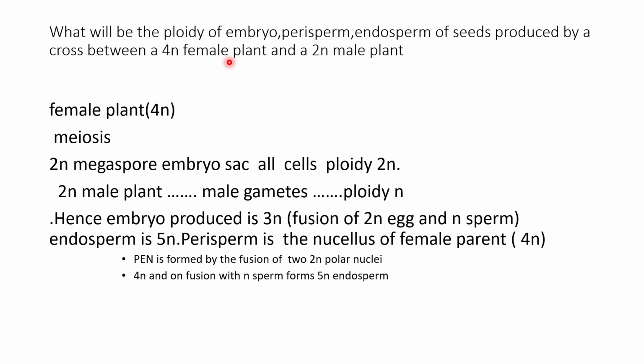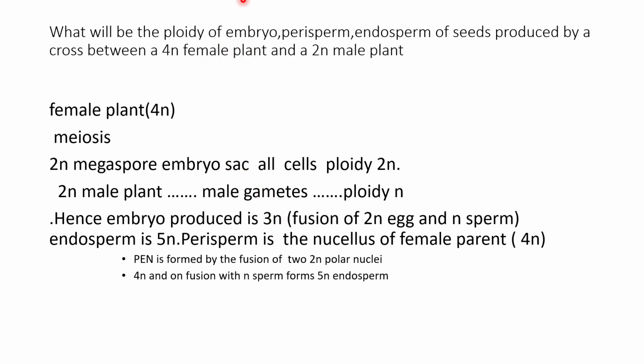Because it's a tetraploid and after meiosis it gets reduced to half. So 2N in the case of the egg and N in the case of the sperm. When both fuse, you get an embryo which has 3N. So the first answer here will be that the ploidy of the embryo is 3N.